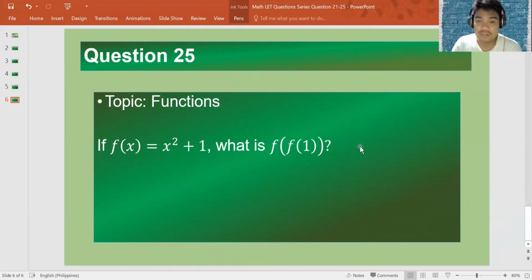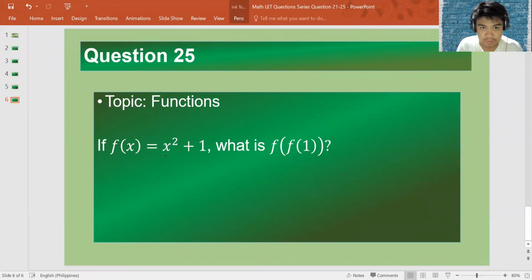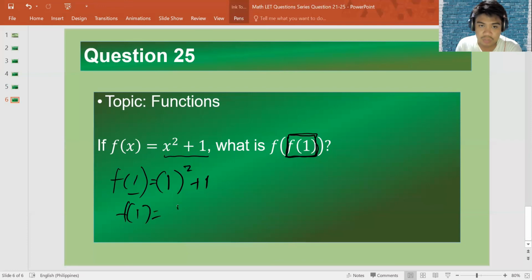So this is on functions. So if f of x is equal to x squared plus 1, we have here, find f of f of 1. So unang natin gagawin is kunin natin yung inner part. So we're going to solve this first, f of 1. So f of 1, we're going to substitute the value of x lang doon, which is equal to 1 dun sa ating function. So that is 1 squared plus 1. So we will have f of 1 is equal to 1 plus 1, which is equal to 2.